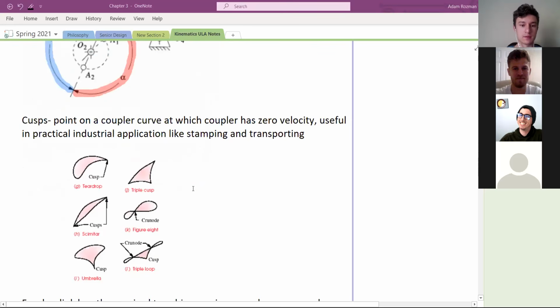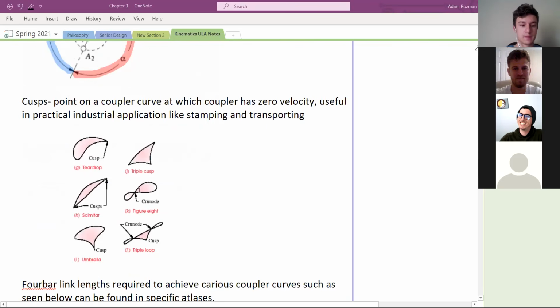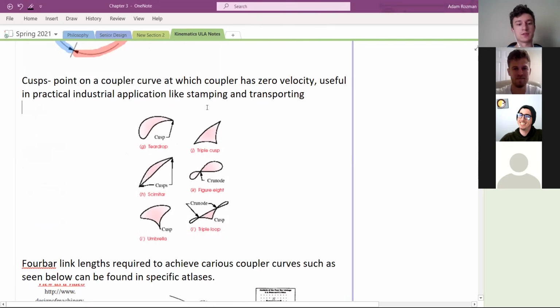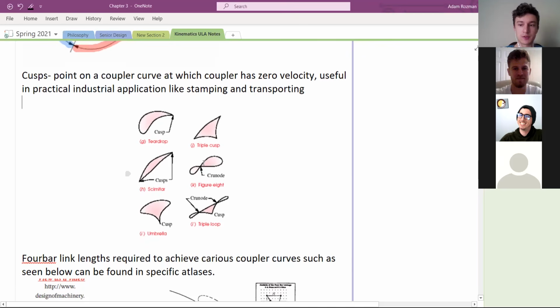And then coupler curves. Some people were coming into office hours because there was a question on the chapter 3 homework about finding the coupler curve, which you can't really do by hand. You have to do it with a computer. The most we can do is examine the coupler curves and find some interesting data from them. We call the cusps the limits where it changes directions.